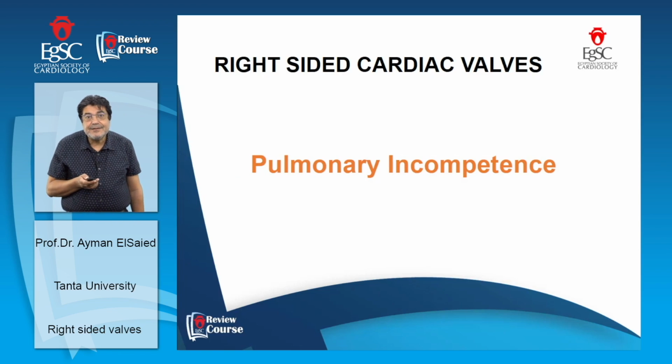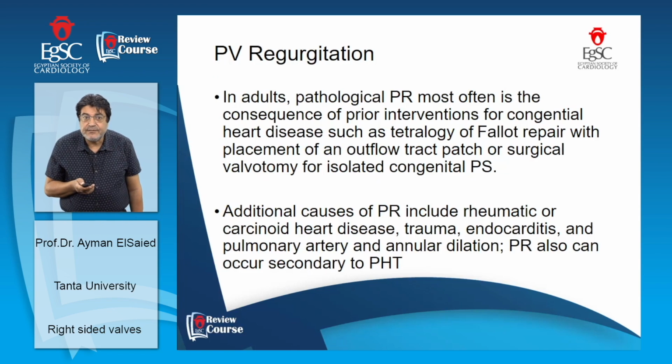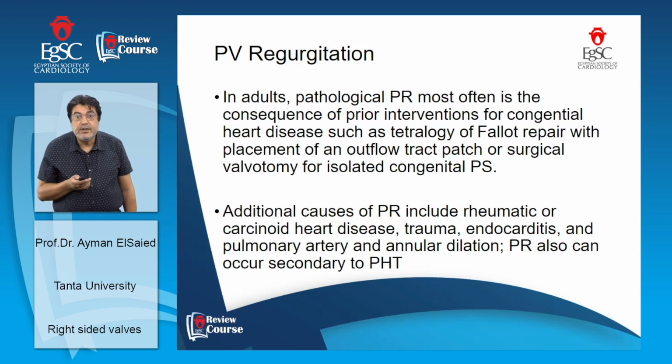The second lesion in the pulmonary valve is pulmonary incompetence, which is sometimes neglected by cardiologists and echocardiographers, but it is very important. In adults, pathological pulmonary incompetence is a consequence of prior intervention for congenital heart disease, such as tetralogy of Fallot repair, placement of an outflow tract patch, or surgical valvotomy for isolated dysplastic congenital pulmonary stenosis.